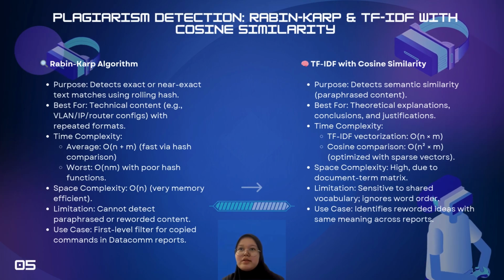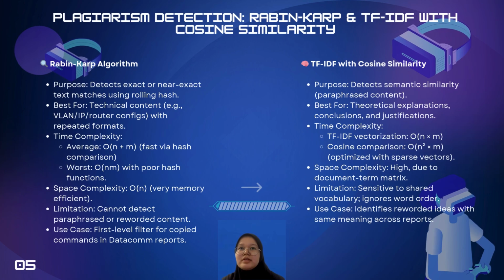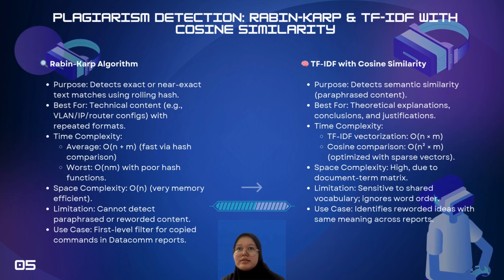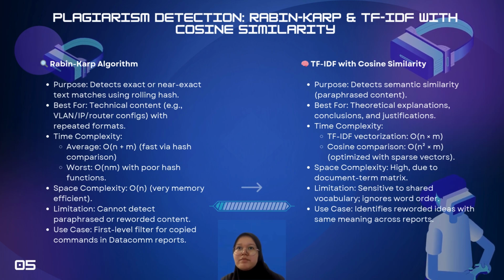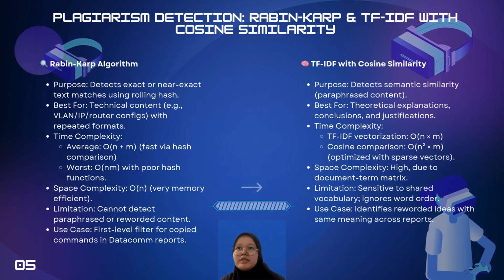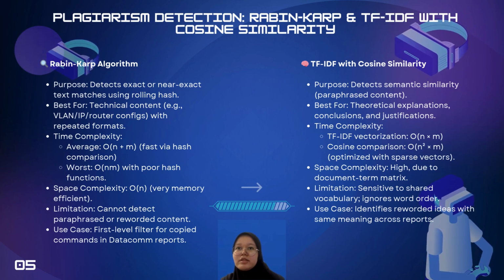Let's start with the Rabin-Karp algorithm. This algorithm uses a rolling hash technique to detect exact or nearly exact text. It's especially effective in technical reports like our datacom assignments, where students often copy-paste the same router or VLAN configurations. Because of its efficiency, O(n + m) in the average case, it can scan many documents quickly, which is perfect for large classes.